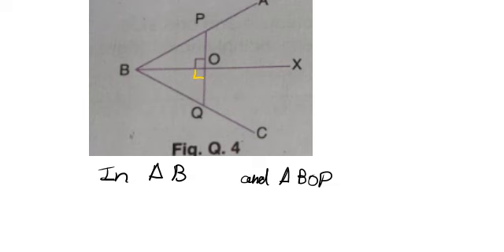I'll change the sequence because it was incorrect. Now we have to prove the congruency of these two triangles. What are these two triangles? From point B to Q, then to O, then back to B. This is BQO, and then this is BOP, from B to O to P, and then back to B. These are the two triangles whose congruency we have to prove.